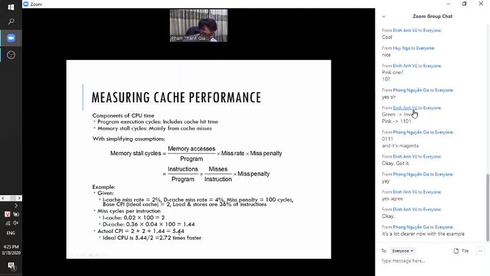So the total CPI is 5.44. Compared with the ideal case, when the ideal case happens, the ideal CPI is 2, so the average will be 5.44 divided by 2, which is 2.72 times faster in the ideal case than the average case. Okay, it's simple, right?